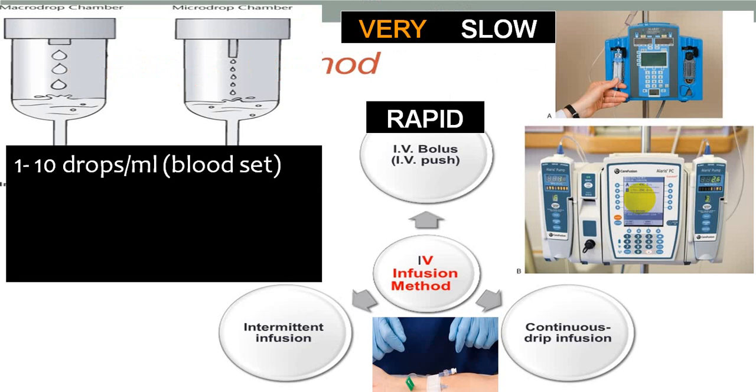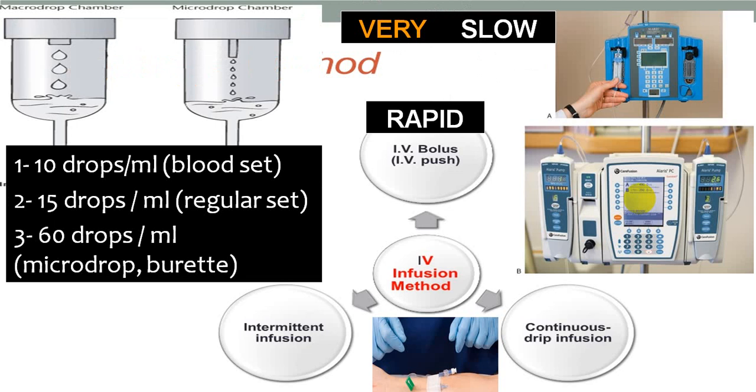So in a normal blood set, 10 drops is equal to 1 ml, while in a regular set, it is 15 drops per ml, and in a micro drip set, 60 drops will make 1 ml. So whenever you are giving by micro drips, 60 drops will make 1 ml, while regular drips are 15 drops. And when you are using a blood set, the diameter of the drip is bigger, so it will be 10 drops per ml. So this you must keep in your mind.